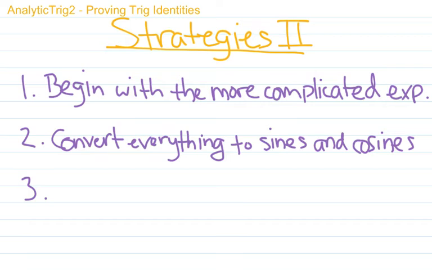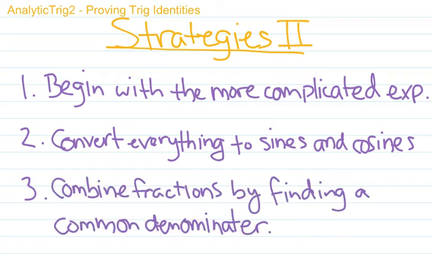And then the third one is this. Combine fractions by finding a common denominator. So we're using our algebraic skills on our tool belt. I don't just say common denominator here because it's not obvious that that's our goal, is to combine the fractions. So I leave that in there so that we know, okay, we have 2 fractions and we're going to actually combine the 2 into a common denominator. All right, so that's strategies number 2.